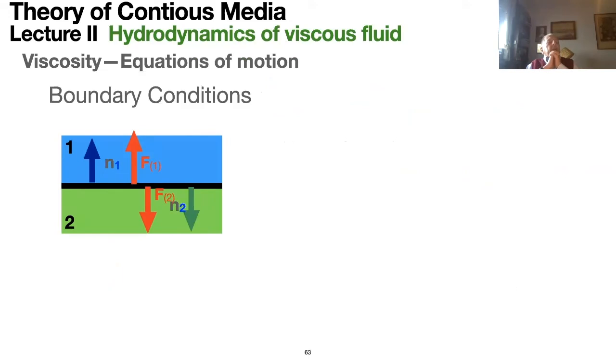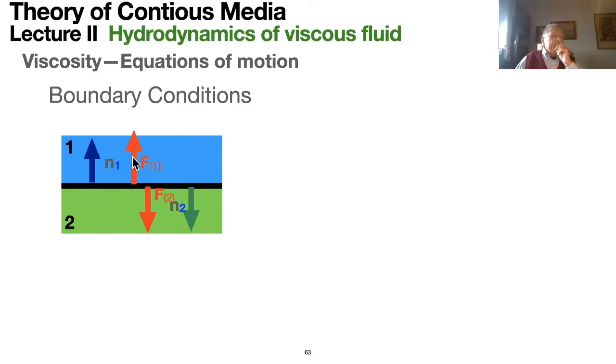And let's look at another situation where we have two non-mixing liquids, one which is blue and one which is green, and there is an interface in between them, a boundary between them. They are not mixing with each other. So let's look at the geometry. The normal vector pointing into the blue liquid is denoted by N1. And the normal vector pointing from the boundary into the green liquid is denoted as N2.